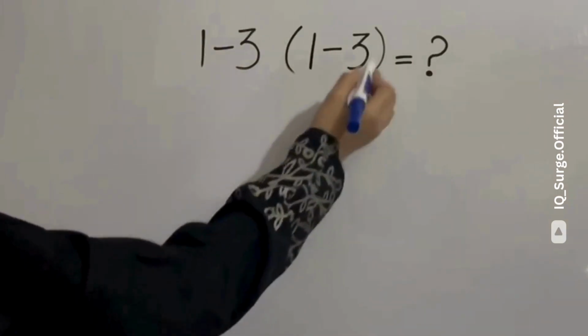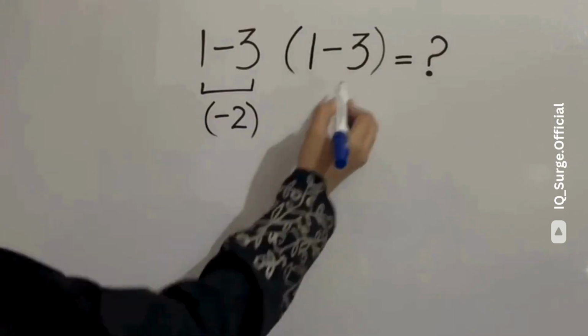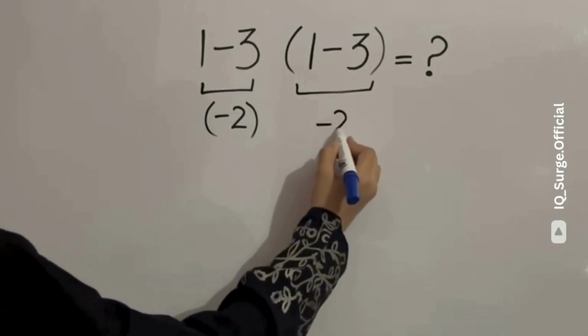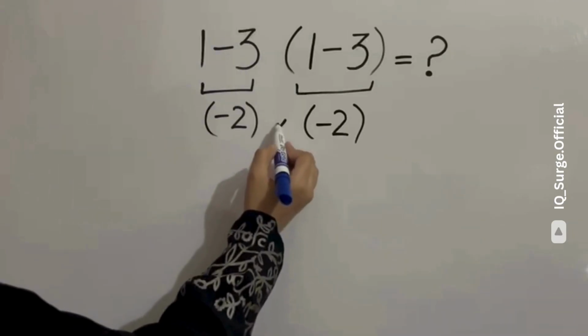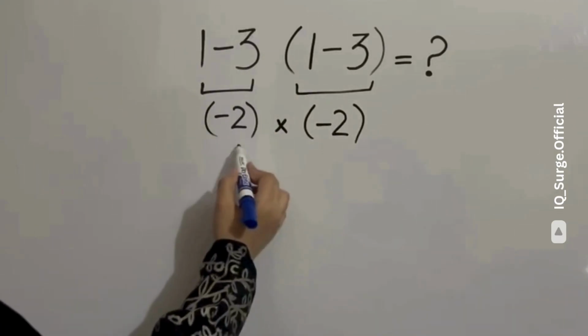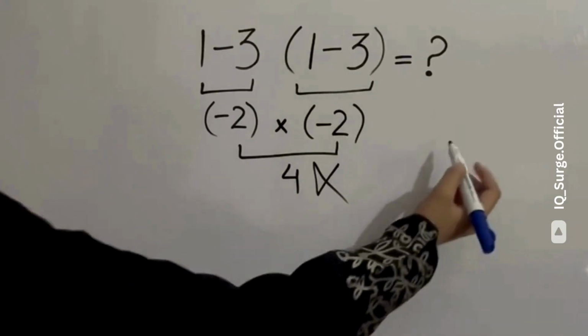Today we're going to solve this expression. Most learners look at it like this. They do 1 minus 3 is equal to minus 2. Then again 1 minus 3 is equal to minus 2. And multiply. 2 times 2 is equal to 4. Sounds simple. But that answer is incorrect.